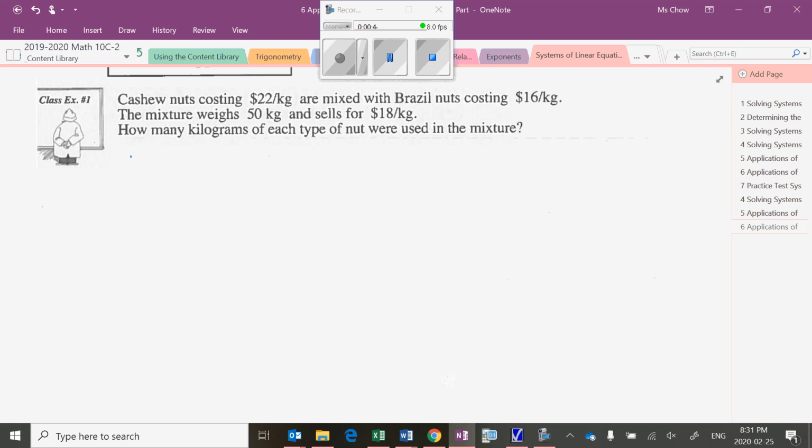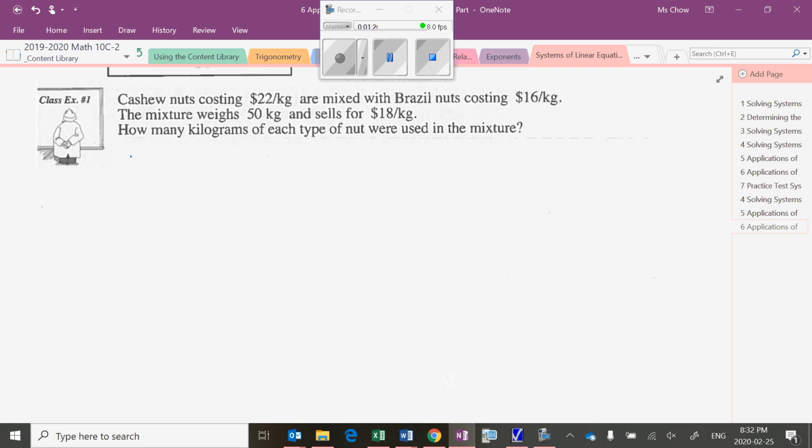So we can do a couple of things for labeling. Of course, always remember your steps. Your first step is always to label your variables very clearly. So not just C is equal to cashews, but C is the number of kilograms of cashews. So label, followed by writing out your two equations, and then solving that system for both variables, and then checking using the context and writing a statement.